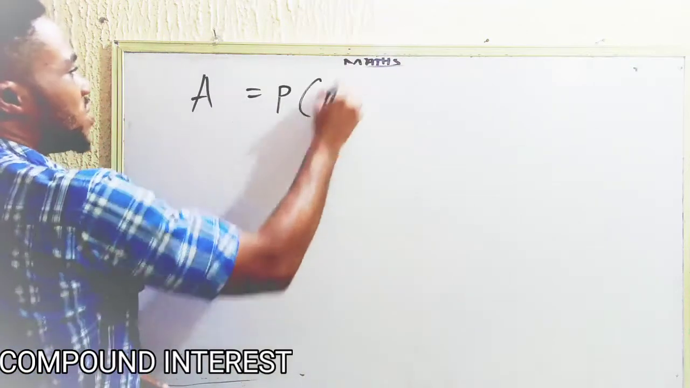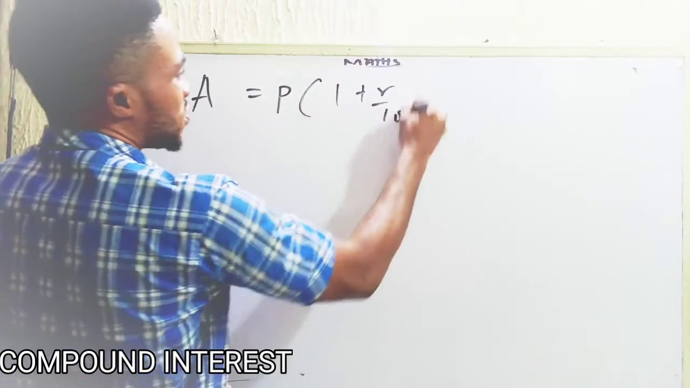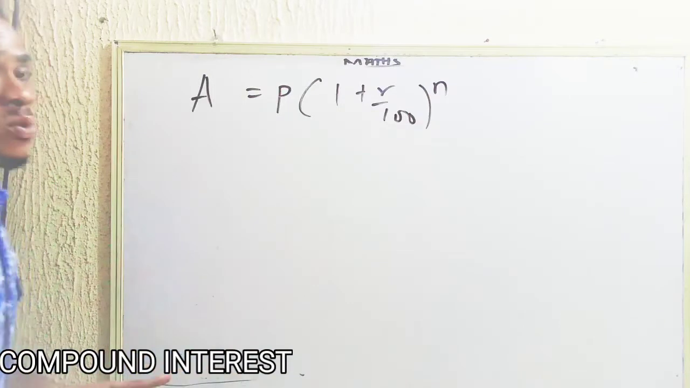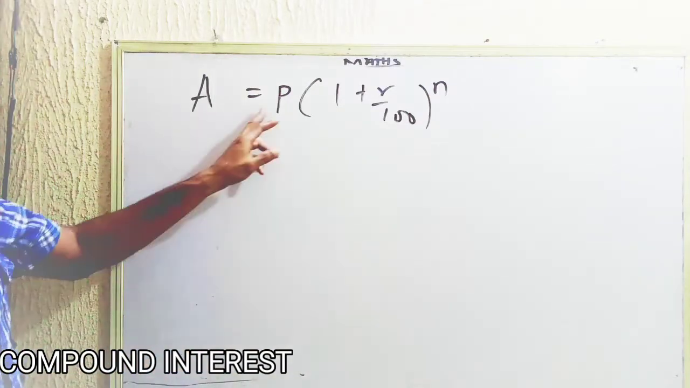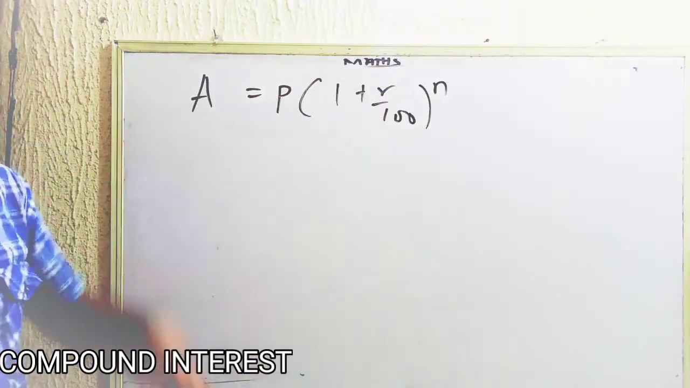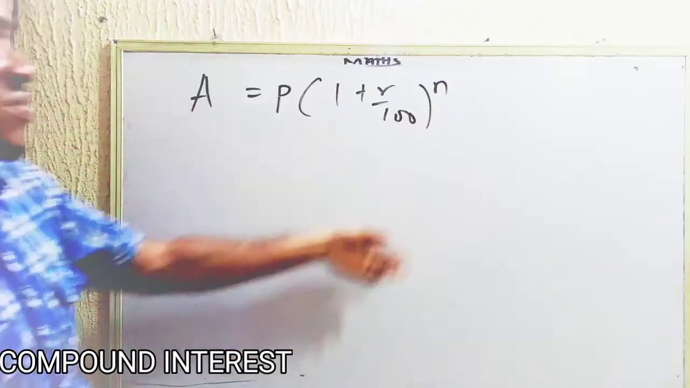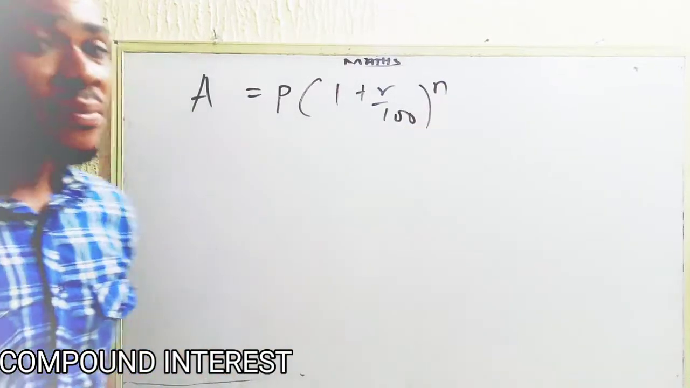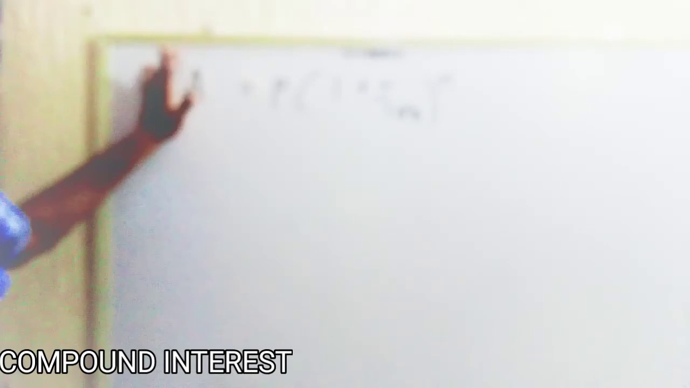Under compound interest, you might have seen this formula. A is equal to P bracket 1 plus R over 100 raised to power N, where A is the amount, P is the principal, R is the rate, that's the percentage at which the money has been given to you, and N is the time. This is not the formula for compound interest. This is the formula for amount under compound interest.